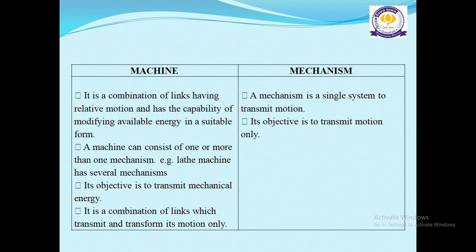So here are the differences between machine and mechanism. A machine is a combination of links having relative motion and has the capability of modifying available energy in a suitable form, whereas a mechanism is a single system to transfer motion. A machine can consist of one or more than one mechanism. Example: a lathe machine has several mechanisms. Its objective is to transmit mechanical energy, whereas a mechanism's objective is to transmit motion only. It is a combination of links which transmit and transform motion only.